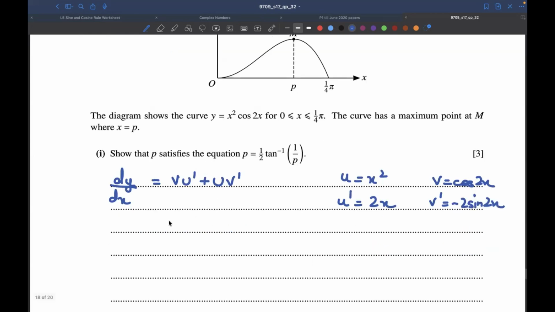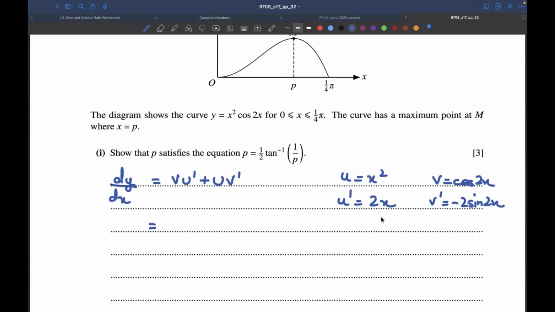So we'll write it as vu dash, that will become 2x cos of 2x plus, and this is a minus sign, so we can just write minus over here, and this will become minus x squared times 2, so this is 2 over here, and sine of 2x. And we'll put it equal to 0.